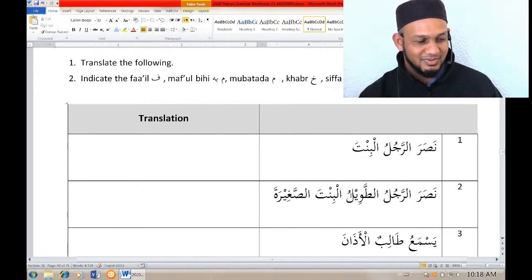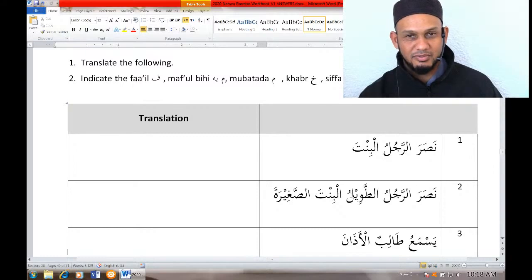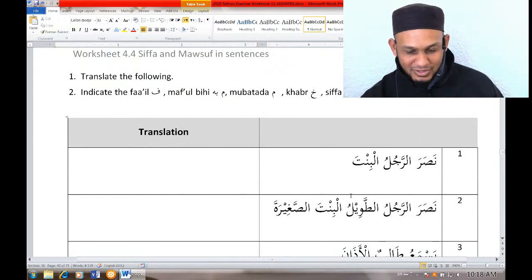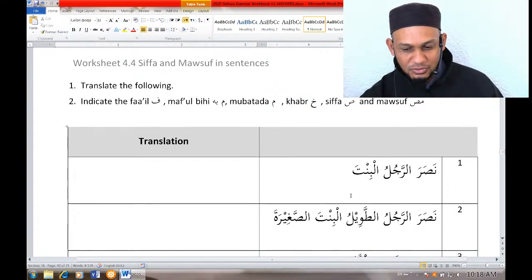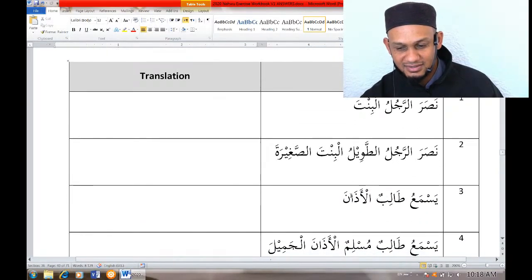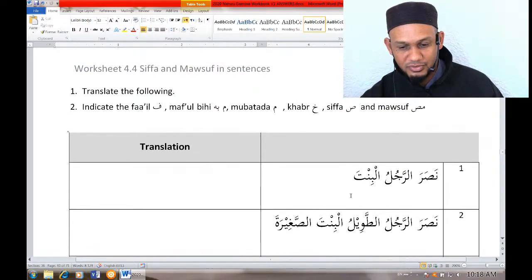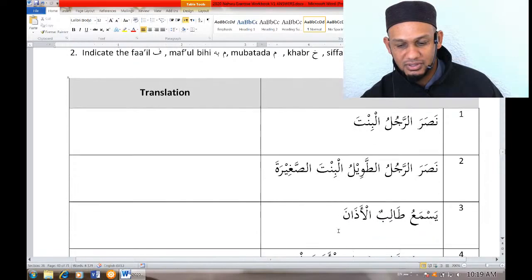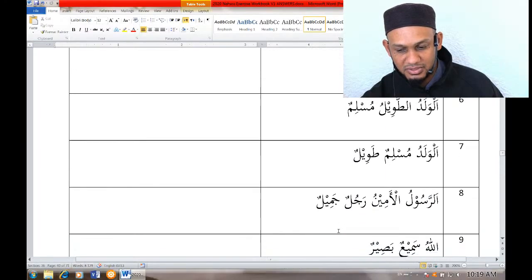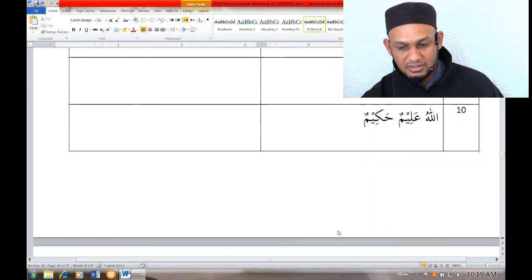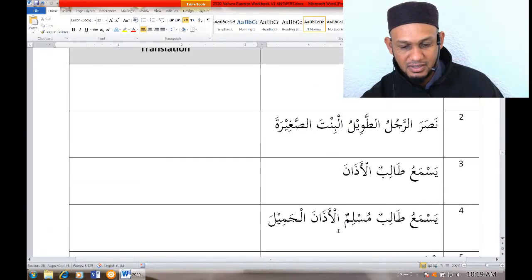Yes, it's like formulas, definitely like formulas. So if you like maths, which is probably very few of you, you will like Nahwu also, because it's very formulaic, logical and rule based. But you'll also enjoy this now because you're doing actual, longer sentences. So 4.4 is your homework for Nahwu for next week, inshallah. Nasara ar-rajulu al-binta, Nasara rajulu at-tawilu al-binta sahira. I've built out the sentence: I put the basic version first, and then the extended version, and so on. And that's your homework, inshallah. Good.